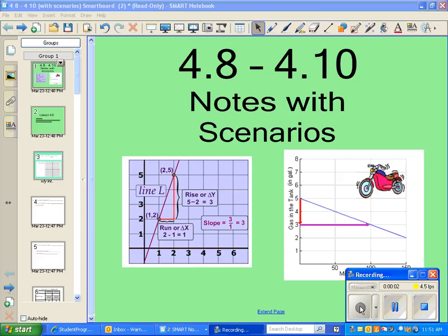Okay, so everyone should have a green packet. Everyone should have a green packet. All right, your name should be on the front. This is just a really short packet. It is still part of graphing lines. We will only be using this week.